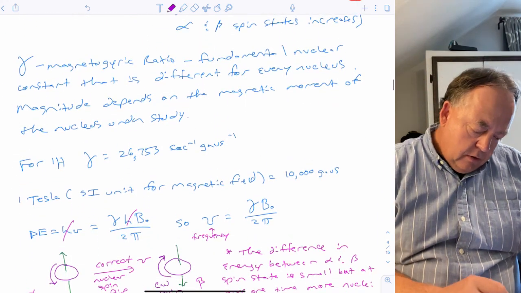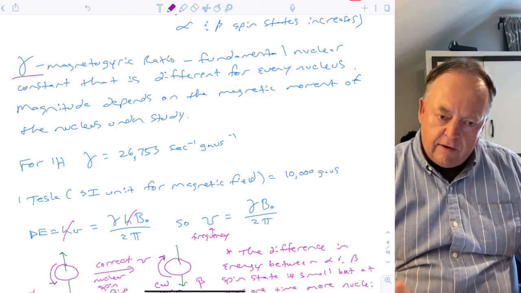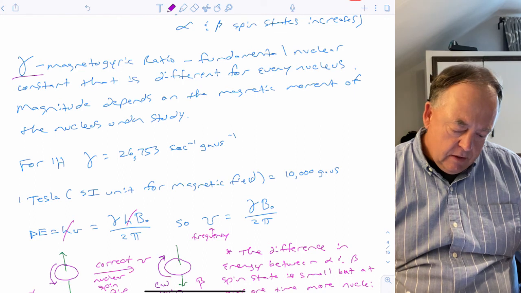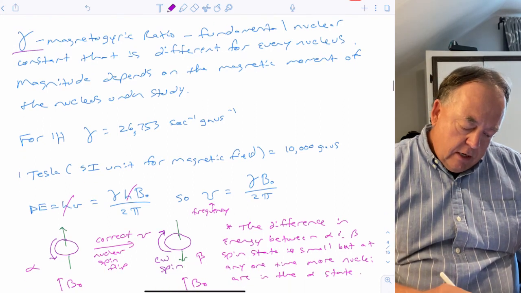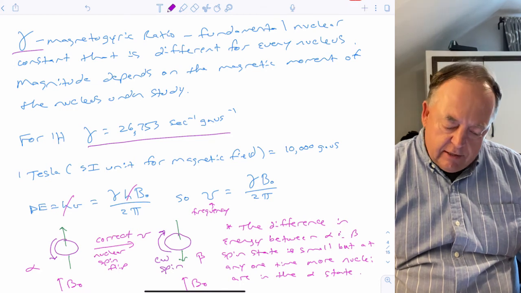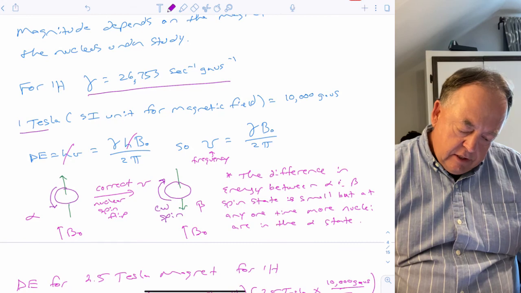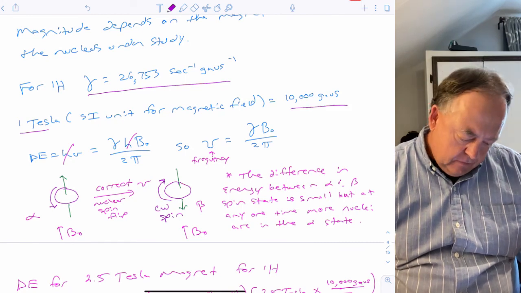Okay, so the magnetogyric ratio is the fundamental nuclear constant. Every nucleus has its own value. For proton, its value is 26,753 inverse seconds, inverse Gauss. 1 Tesla is equal to 10,000 Gauss.